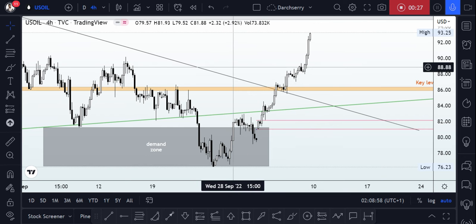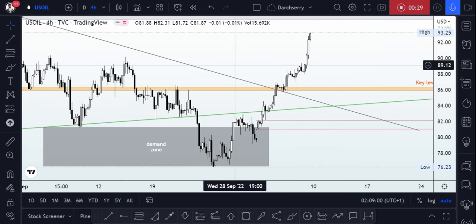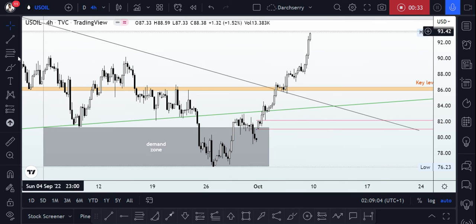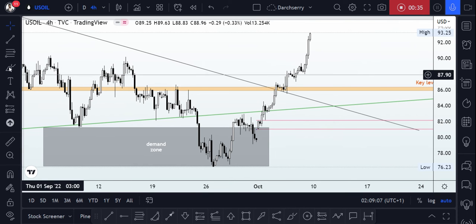So this is going to be a follow-up detail to my previous analysis on this pair where we were able to take close to about 1,000 pips on this pair. So how did last week start?